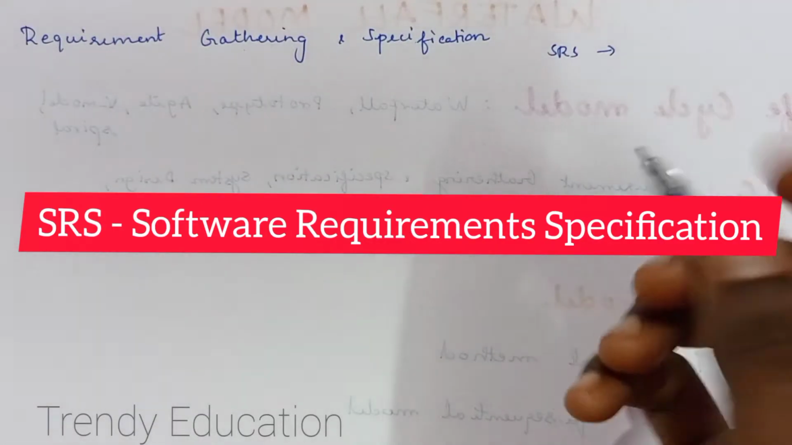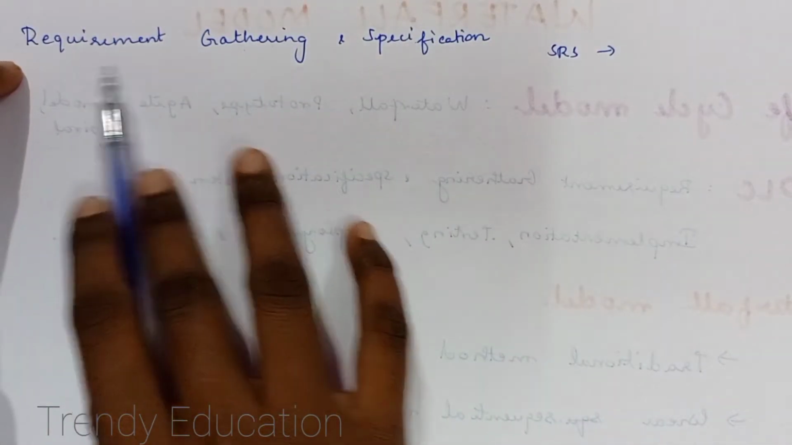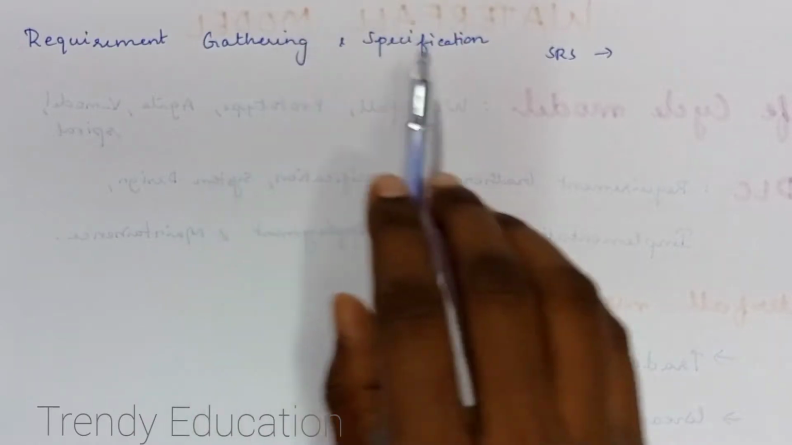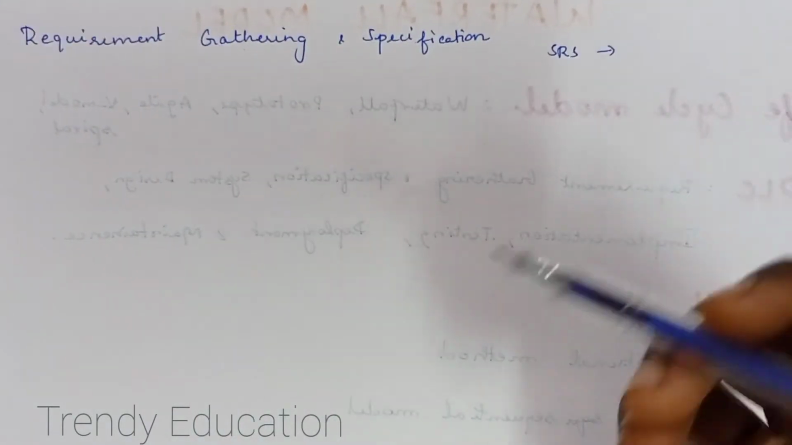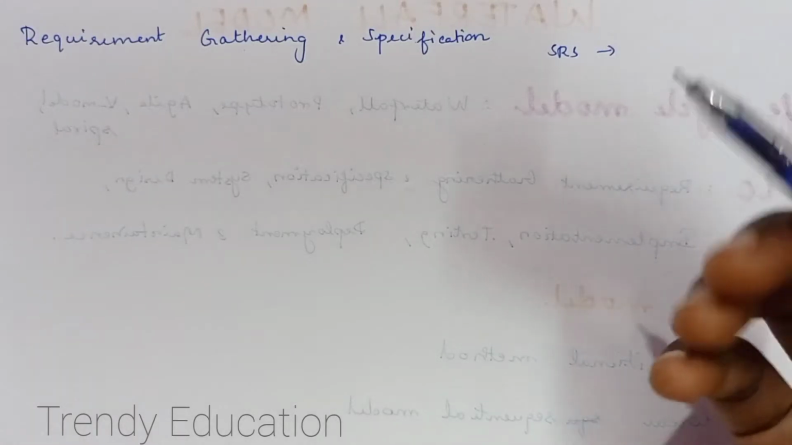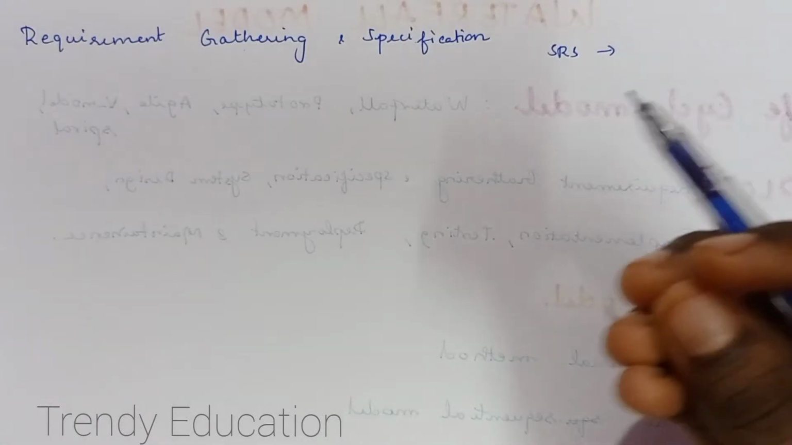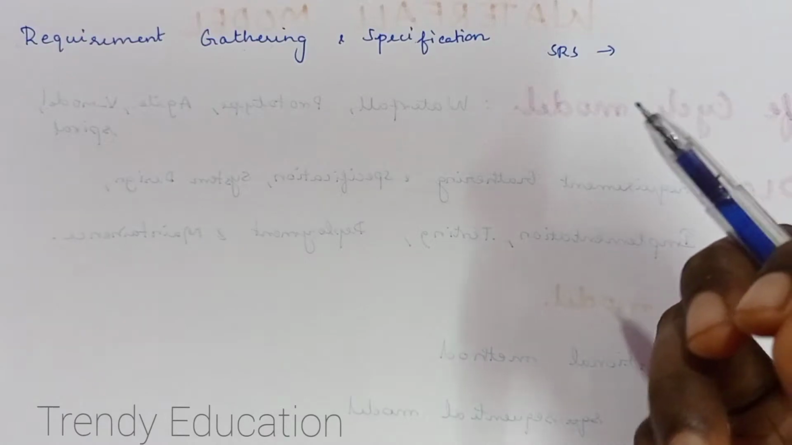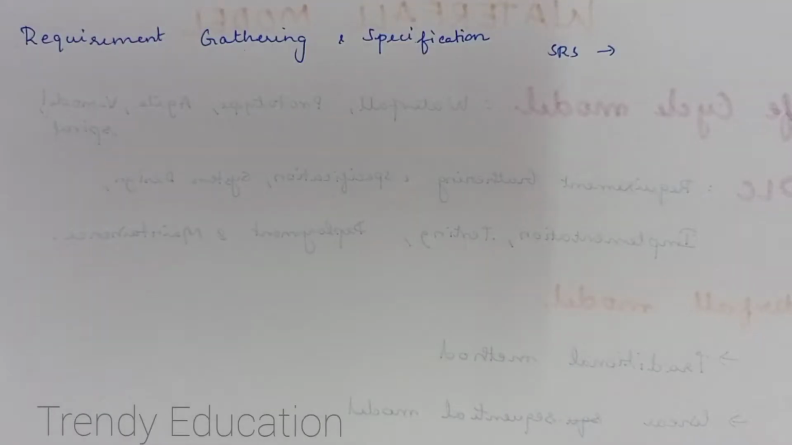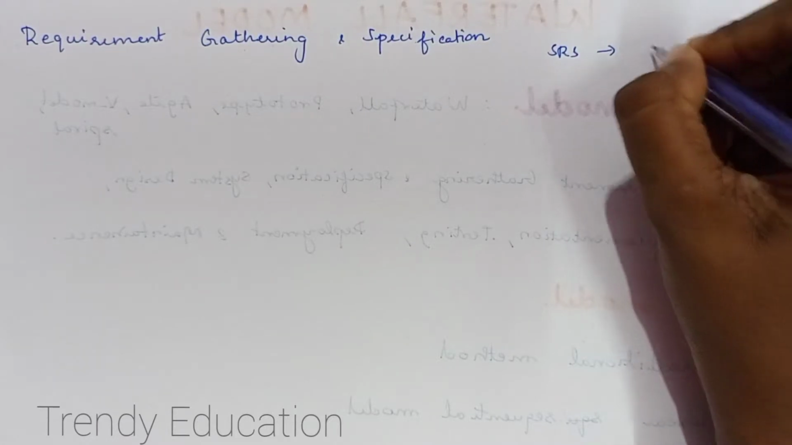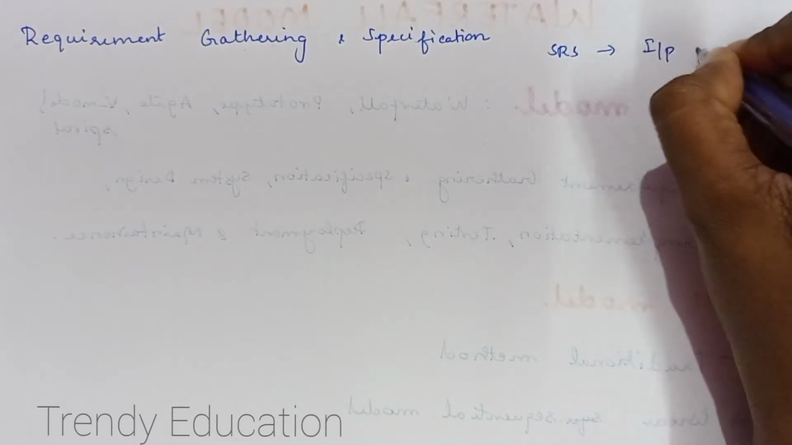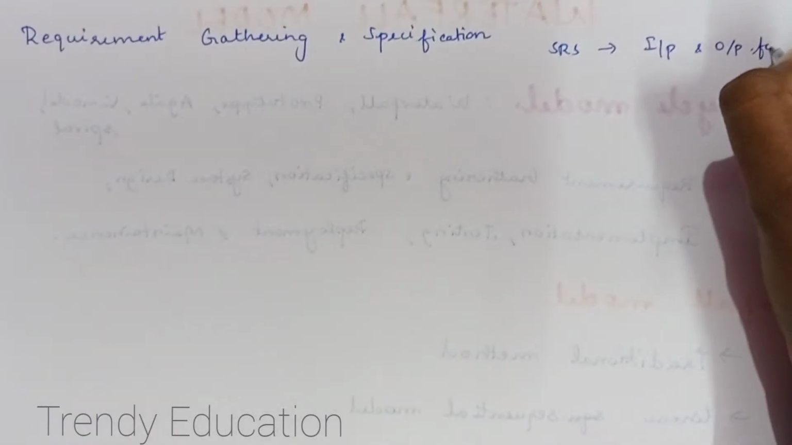This is the SRS document they'll create once they finish the requirement gathering. So what are specifications? Specification means what the functional and performance requirements are. What are the functional requirements they need, and what are the performance requirements they need? In that SRS document, what all does it include? The input and the output format.